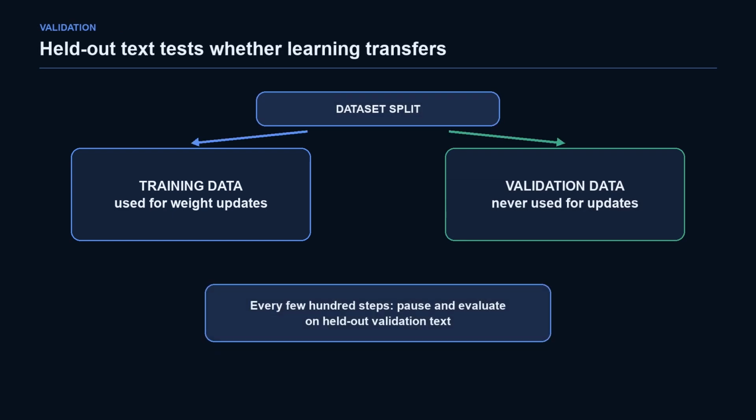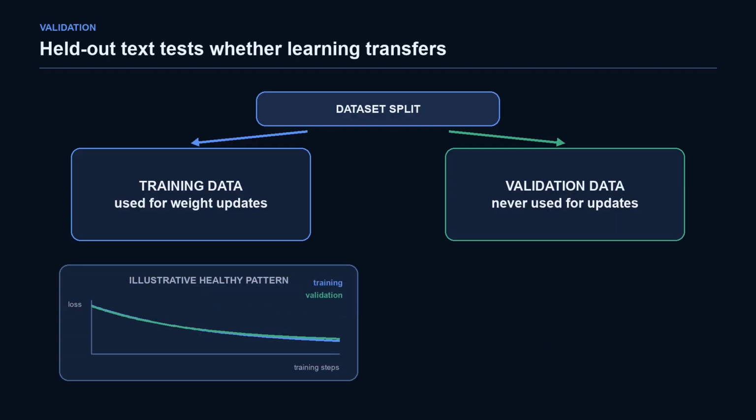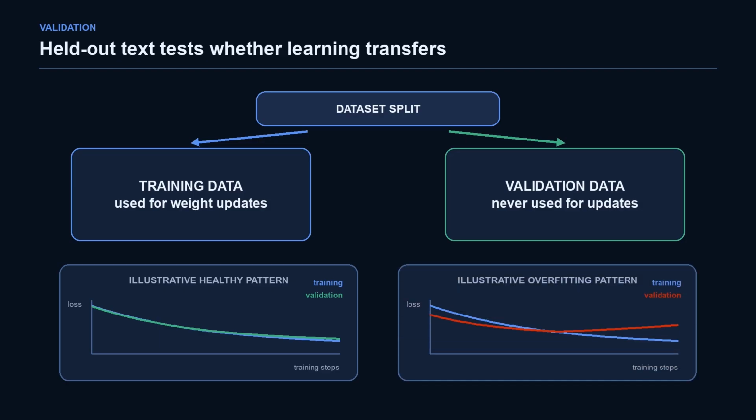Every few hundred steps, we pause training and evaluate the model on validation data, which has text that the model has never seen before. If the validation loss is dropping along with the training loss, the model is genuinely learning. If the training loss keeps falling but the validation loss starts climbing, then the model is overfitting, which means it's memorizing the training data and not really learning the patterns.